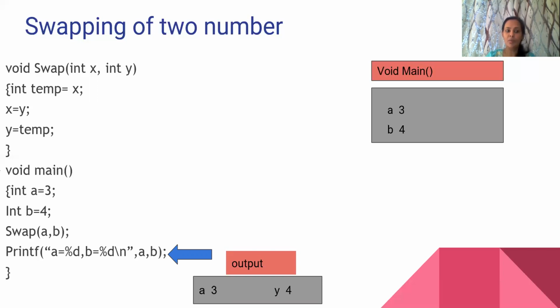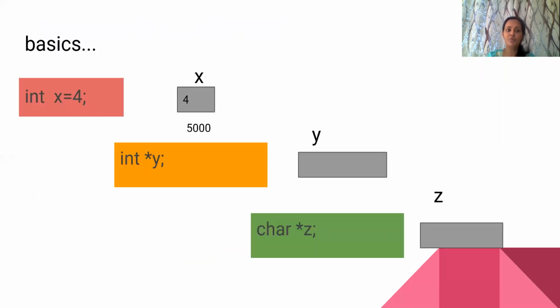Now let's see why this happens. It is because we have called the function with the values and not with the references. If I want to call a function using references, I should know about pointers.